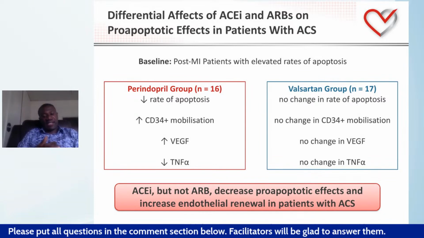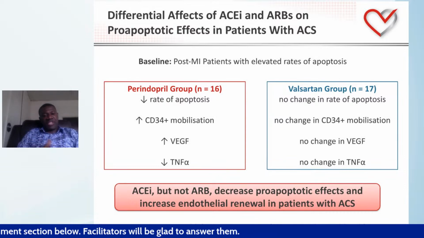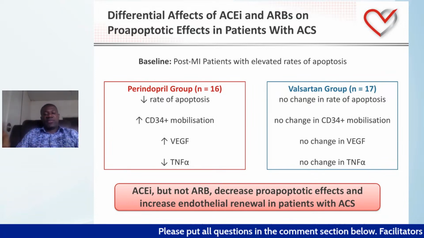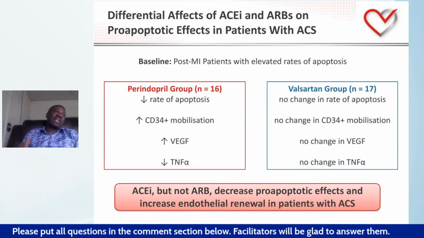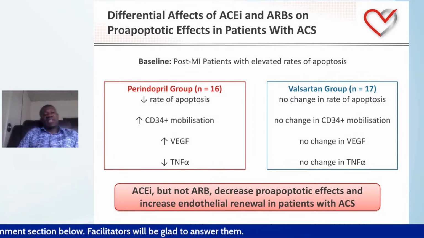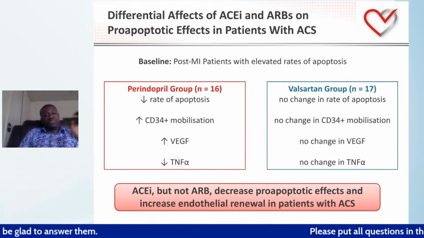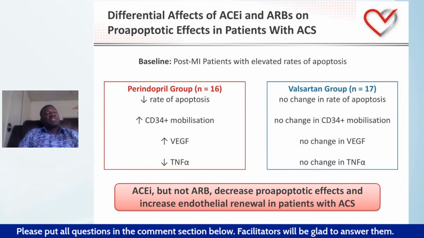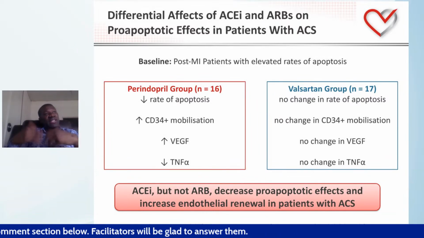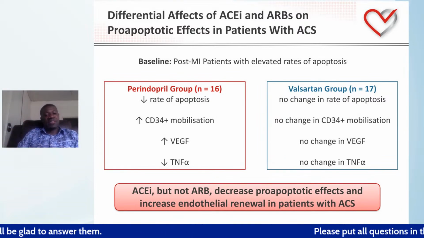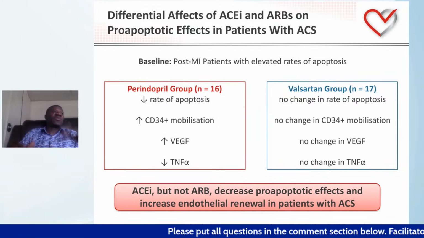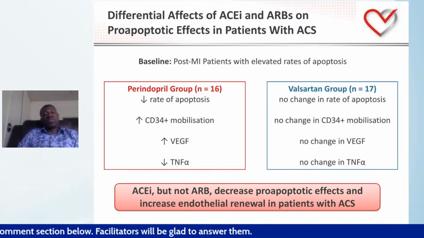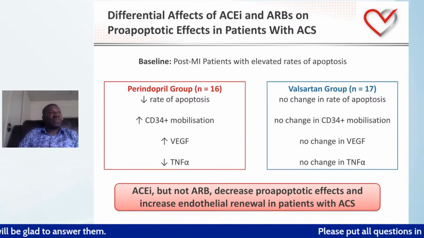So it speaks about the fact that ACE inhibitors have a lot to do with endothelial function. Another study looked at post-myocardial infarction patients, because these patients, through apoptosis and the stimulation of tumor necrosis factor, begin to do remodeling of the areas where the myocardial infarction happened, the vessel and also the myocardium. But you look at the perindopril group compared to the valsartan group, in a publication from somewhere in 2011. You realize that those that received ACE inhibitors decreased the rate of apoptosis and also increased the vascular endothelial growth factors that promoted the regeneration of the vessels. And the tumor necrosis factor, which otherwise would set off a lot of inflammation, actually went down. Therefore, it stands to say that ACE inhibitors, but not ARBs, decrease pro-apoptotic effects and also increase the renewal of endothelium in patients who have had acute coronary syndrome.